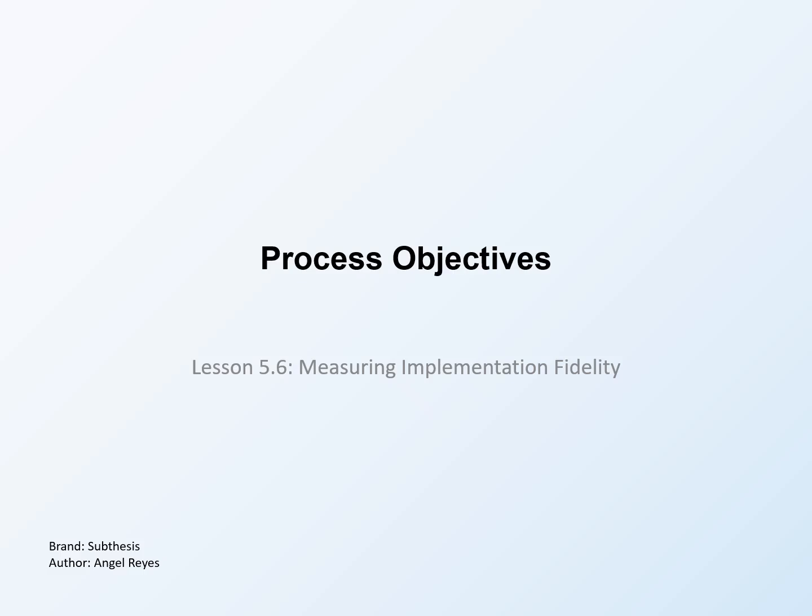In this lesson, we explore process objectives, which measure implementation fidelity rather than participant outcomes. Process objectives answer the question, did we do what we said we would do? While outcome objectives focus on changes in participants, process objectives focus on changes in what you deliver. Both types are essential for comprehensive program evaluation.